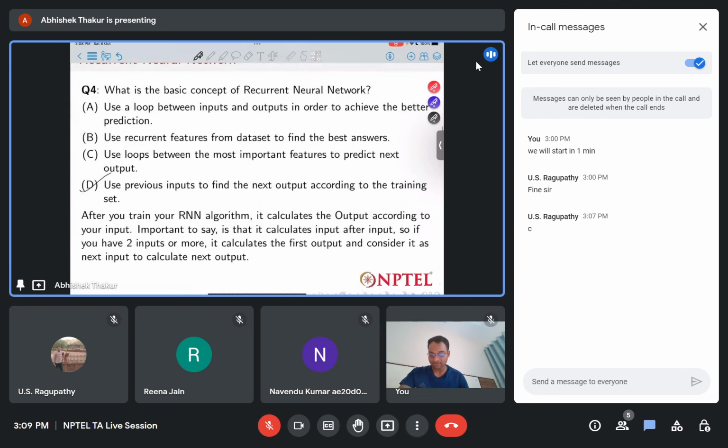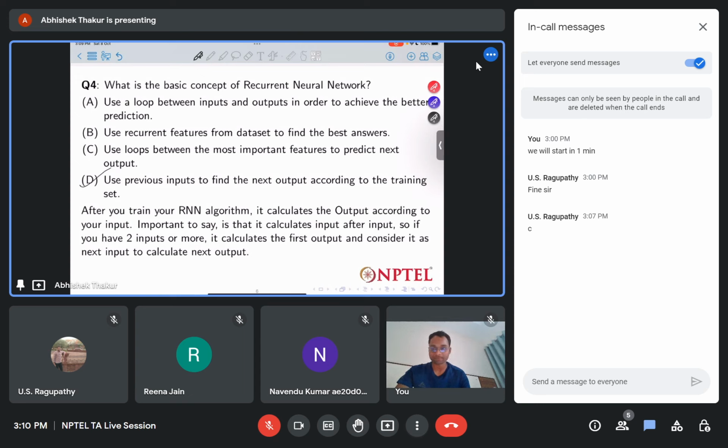And the explanation for this is, after you train your RNN algorithm, it calculates the output according to our input only, and it calculates input after input. It takes the previous input also into consideration. So if you have two or more inputs, it calculates the first output and considers it as the next input to calculate the next output. Understood? So option D is correct for question number 4.